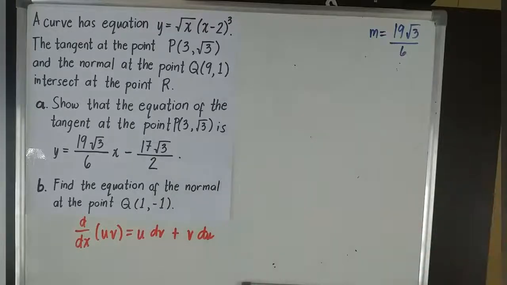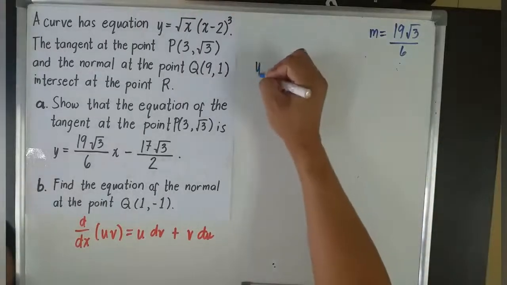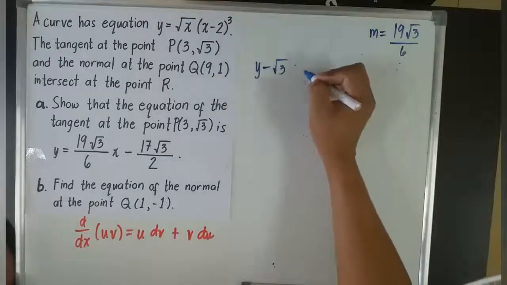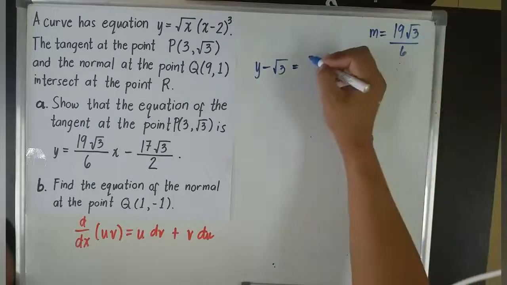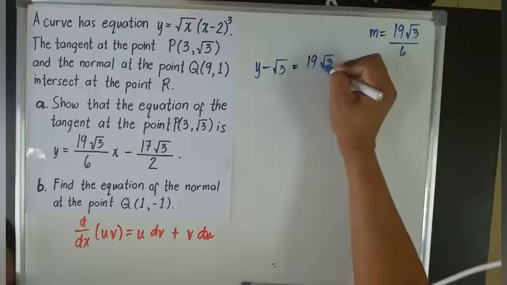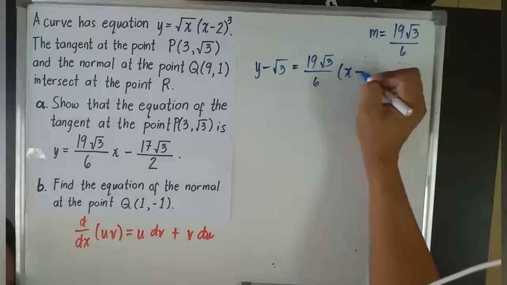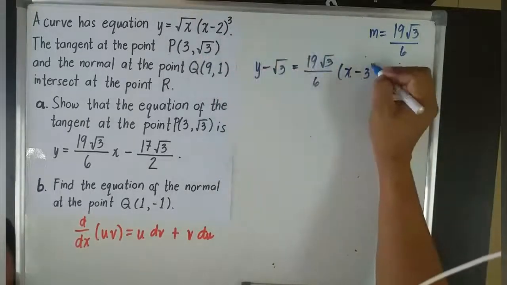So remember that gradient because we will still be using that one later on. Okay. So this is the gradient. So y minus, what is y sub 1? Square root of 3. Equals, now, to the gradient, 19 square root of 3 over 6, times x minus 3.